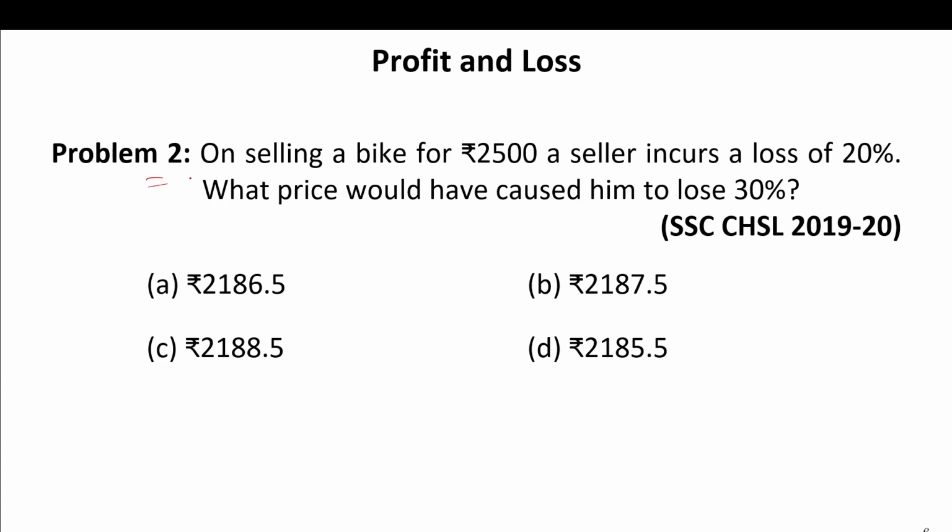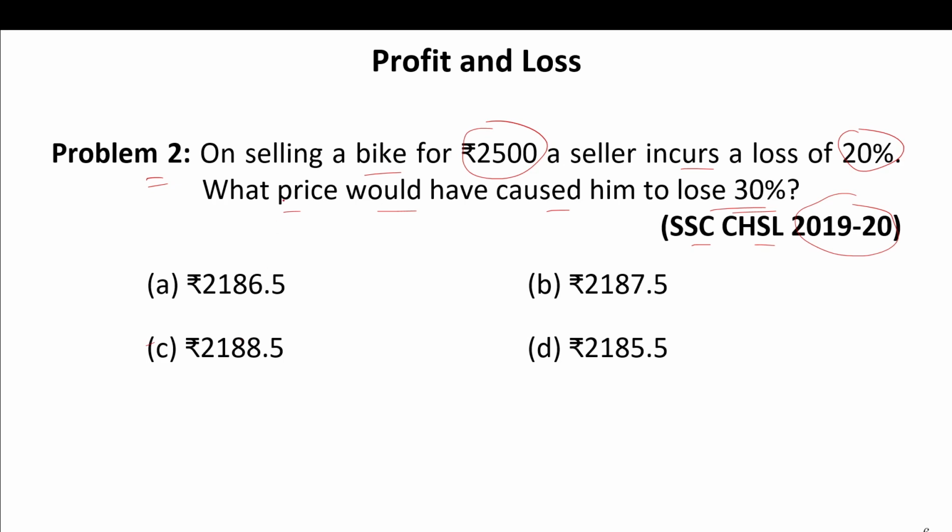So let's see problem number 2. On selling a bike for 2500, a seller incurs a loss of 20%. So what price would have caused him to lose 30%? This question appeared in the SSC CHSL 2019-20 paper. Is it 2186.5, 2187.5, 2185.5 or 2188.5?